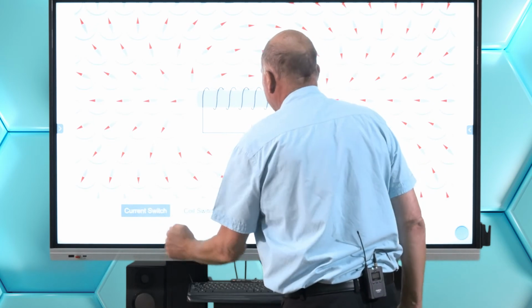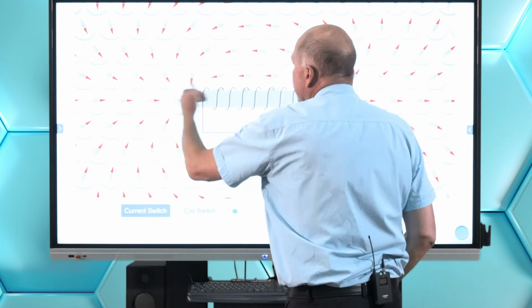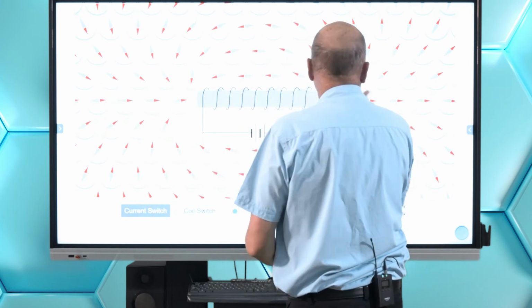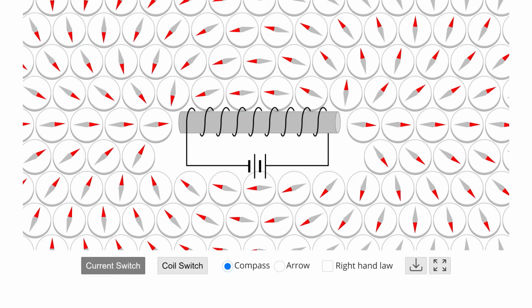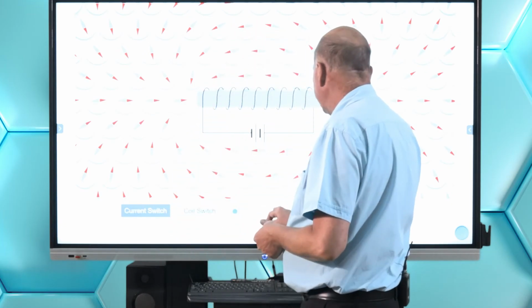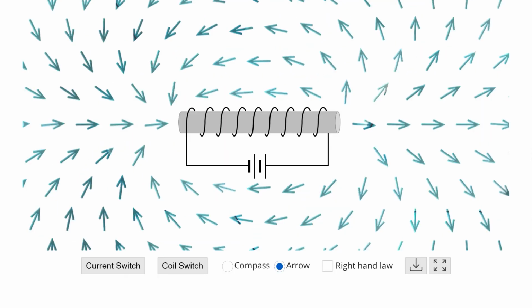Switch the current again, and you'll see that on this side, they're pointing in over here, and they're pointing away over there. That's quite interesting. Now, to make it absolutely clear and plain, let's replace the compass needles with some field lines and represent them with arrows. And so what can you see? You can see these green arrows are pointing in at this side, and they're pointing out on that side.